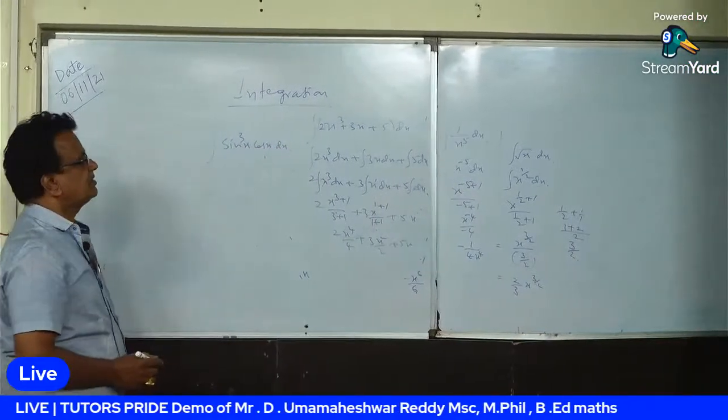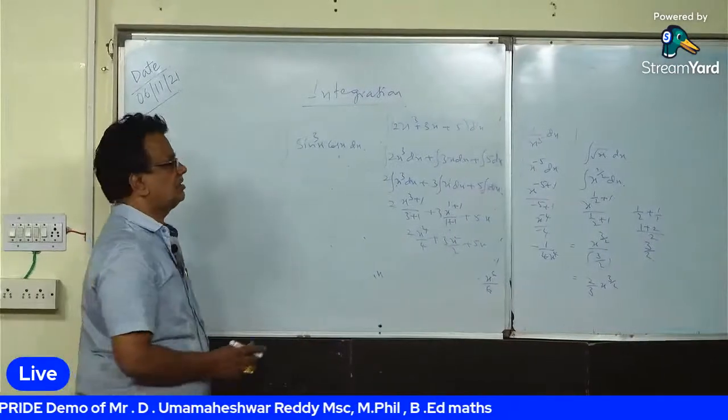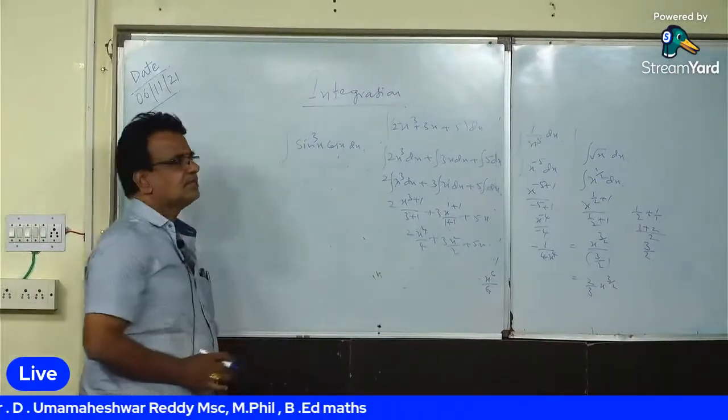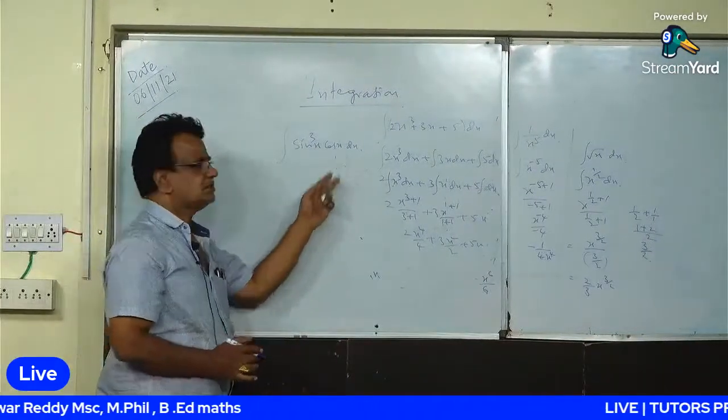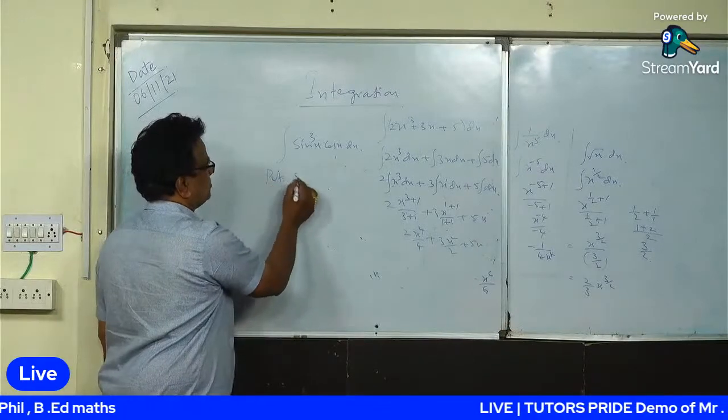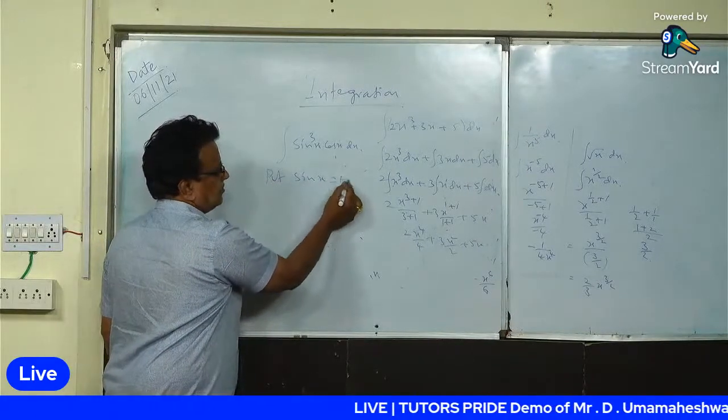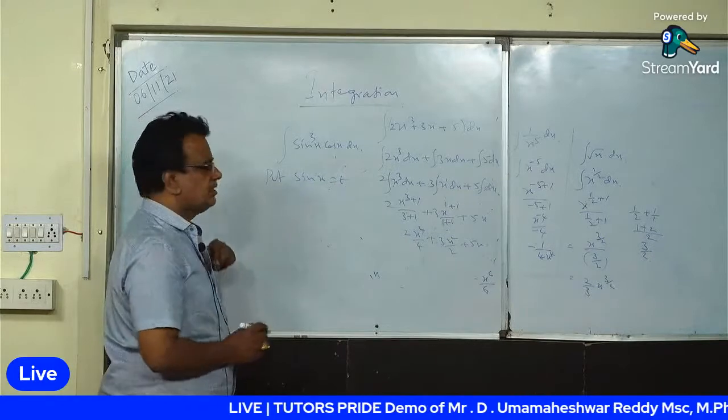How do you integrate? This is called integration by substitution. Here, put sin x equal to t. The derivative of sin x is cos x. So that's the reason you have to put sin x equal to t.